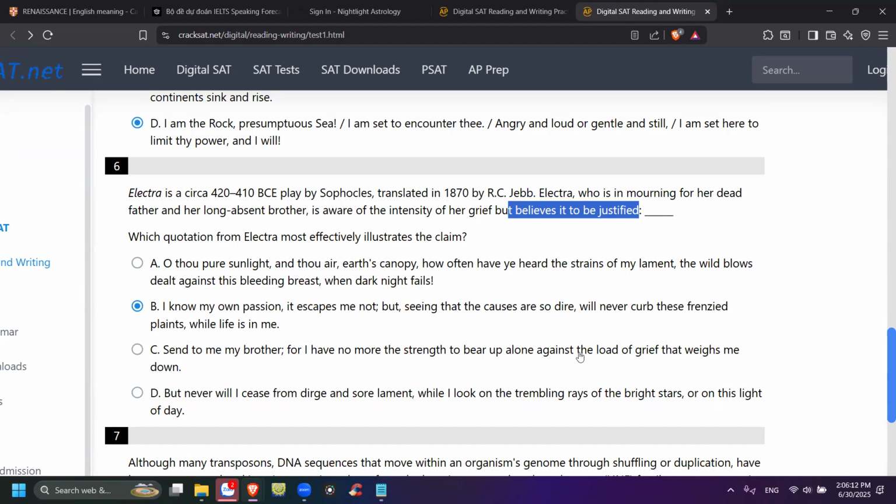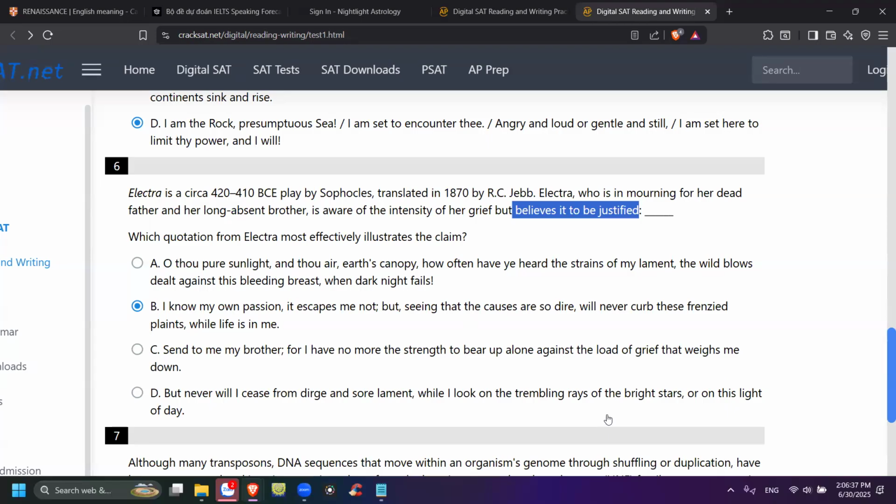Dire means terrible. It means very severe, very serious. The causes are so severe, so serious that she will never limit or curb these frenzied pains. Well, love is in me. So she sees that the cause is so dire. It means that she understands very well that they are justified.